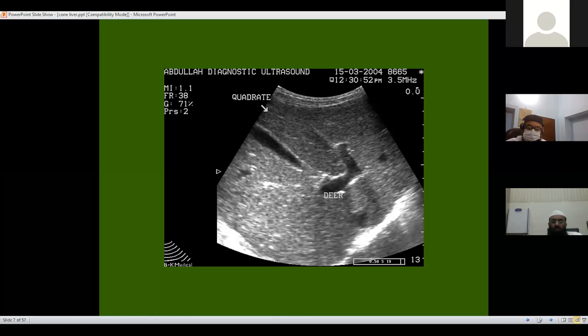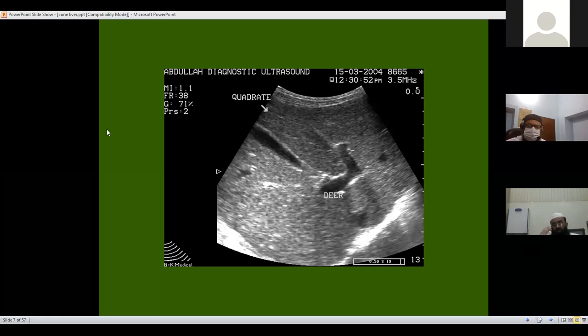So we will show this in a moment. The probe is placed in cross section in the epigastrium along the right costal margin, which we will show you in real time on patients.